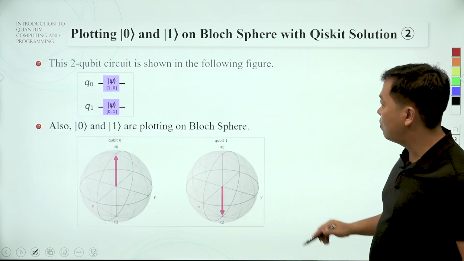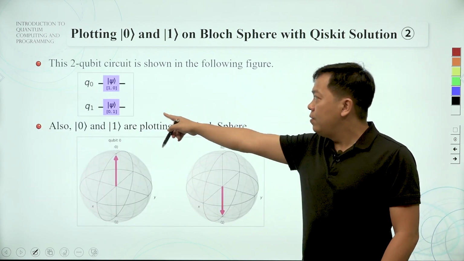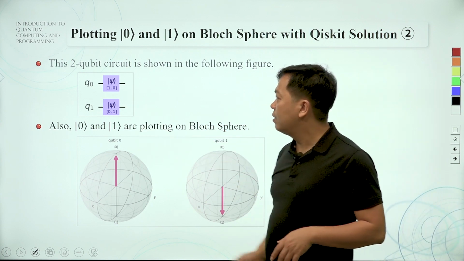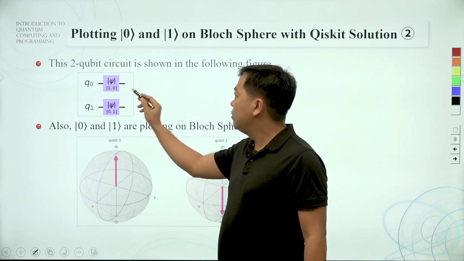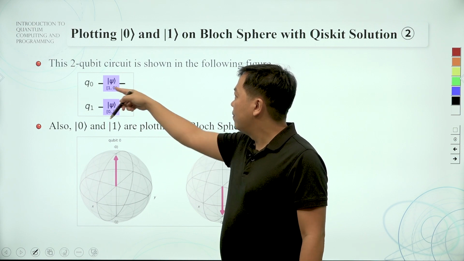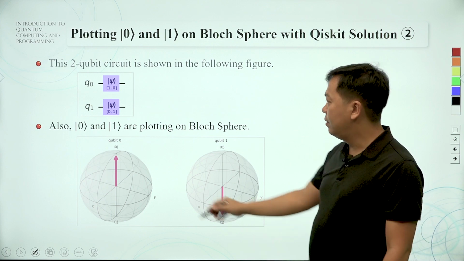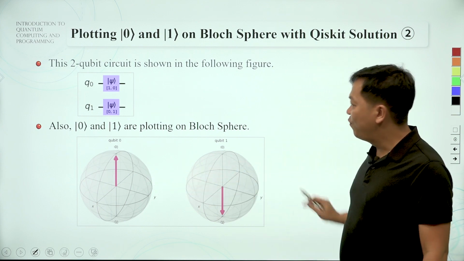So this one is a circuit. You have a 2-bit, 0 and 1, and you can draw it in the circuit. This one is phi. This one is var phi. And after that you can draw in the Bloch sphere.